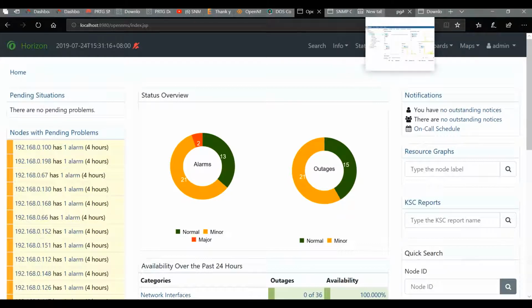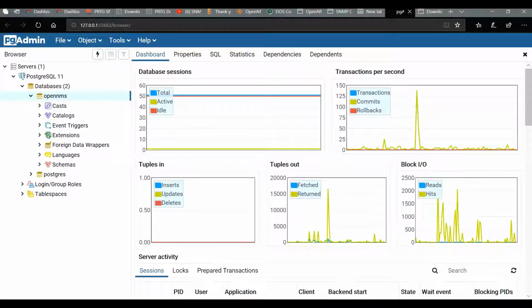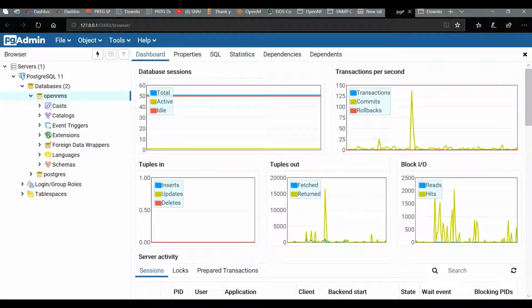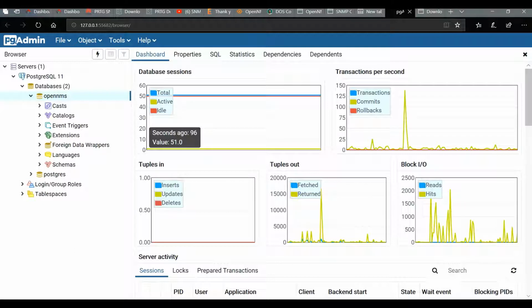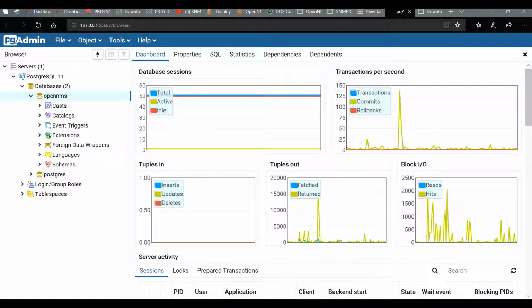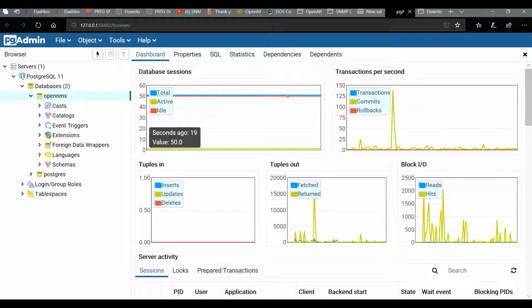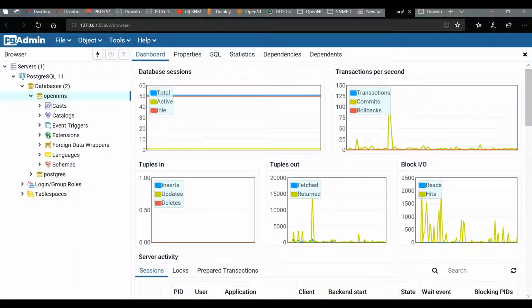Let's move on to the other page. Here we have a lot of things. For database sessions, we have blue, green, and red. Blue means total, green means active, red means idle. As you can see, it's all moving. For transactions per second, we have blue for transactions, green for commits, and red for rollbacks. We don't have any transaction problems or rollbacks, only commits. You can see the green keeps on moving.